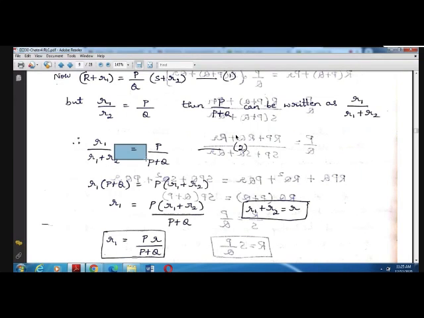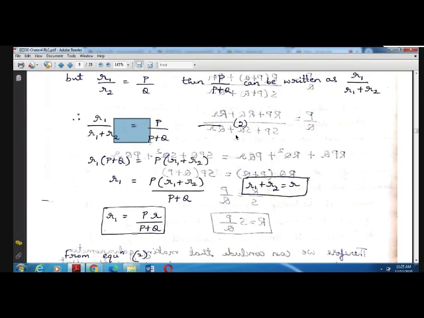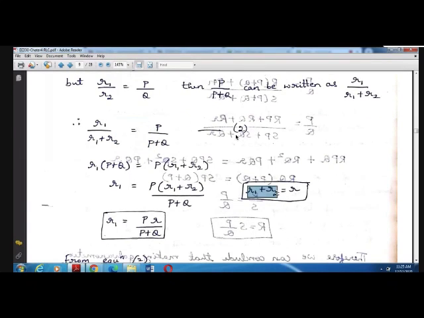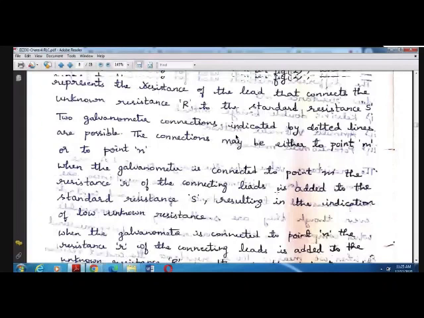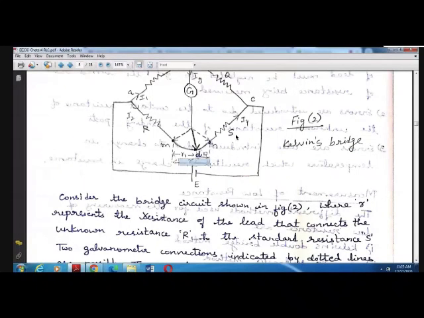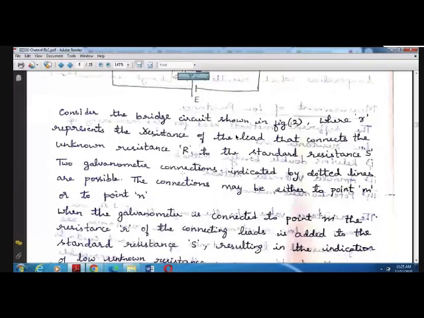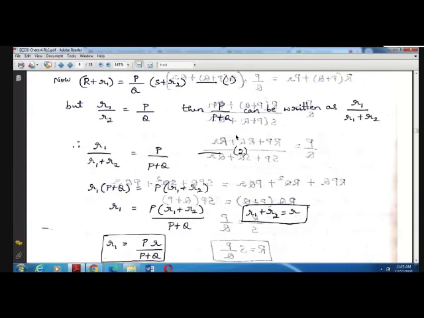Okay, cross multiply and you will get it in this form. So R1 plus R2 is nothing but what? Look at the circuit. This R is what we have divided into R1 and R2. This whole value of the resistance of the contact lead is R, and we have divided it into R1 and R2. So R1 plus R2 will give us R. Here, in place of R1 plus R2, we are replacing it by R.